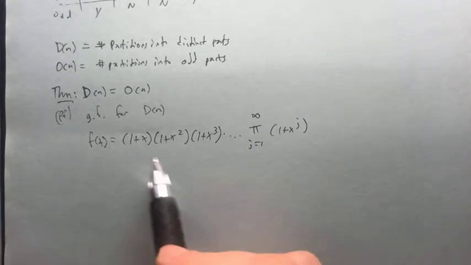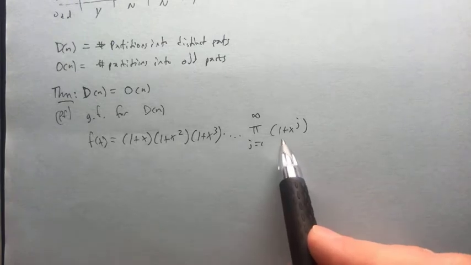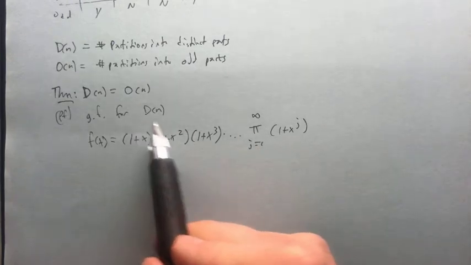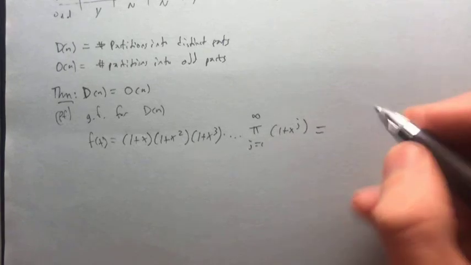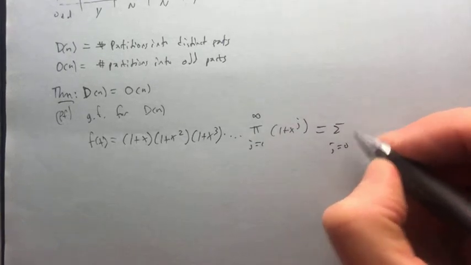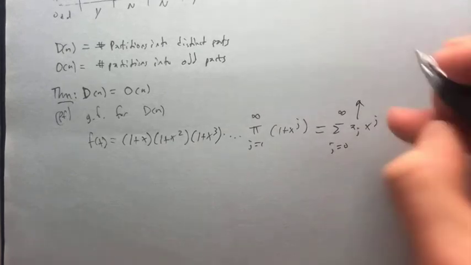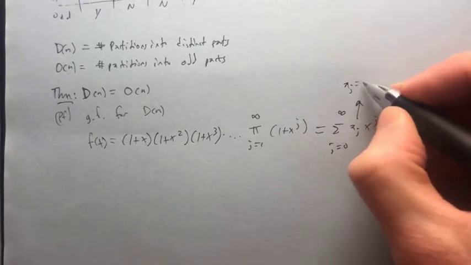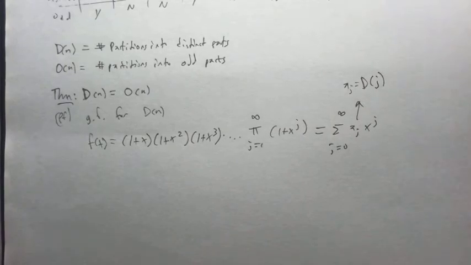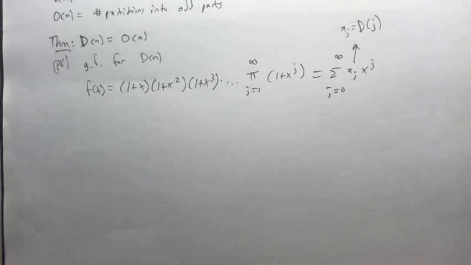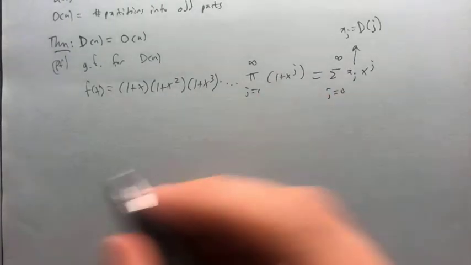Okay, so when this is written as the sum as j goes from 0 to infinity of a_j x to the j, these a_j are going to equal d of j. That's what I'm saying here. So you can work this out. Try this for some other natural numbers, and I think you can see how that works.